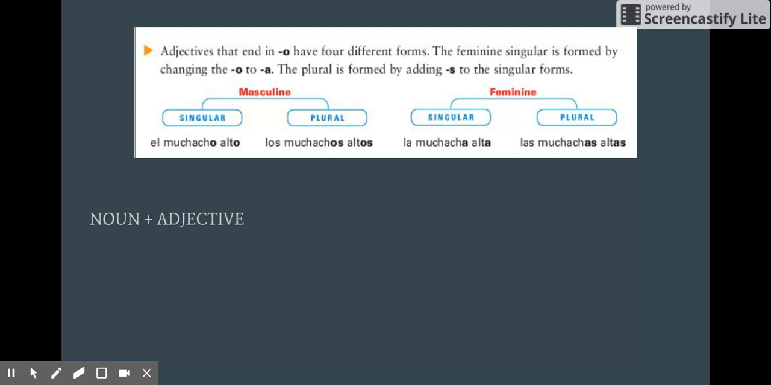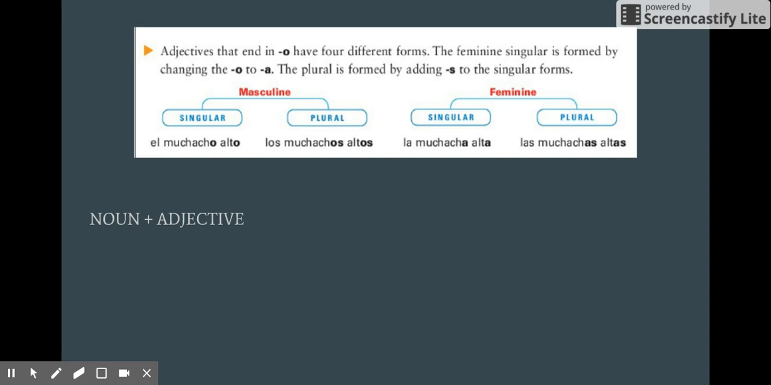As we said before, nouns can either be masculine, feminine, singular, and plural, and therefore the adjective that describes the noun has to also match with the gender and number. So, for example, if you had a noun that's singular and masculine, the adjective would also have to be singular and masculine. In terms of changing the adjectives to masculine, feminine, singular, and plural, it really depends on the ending.